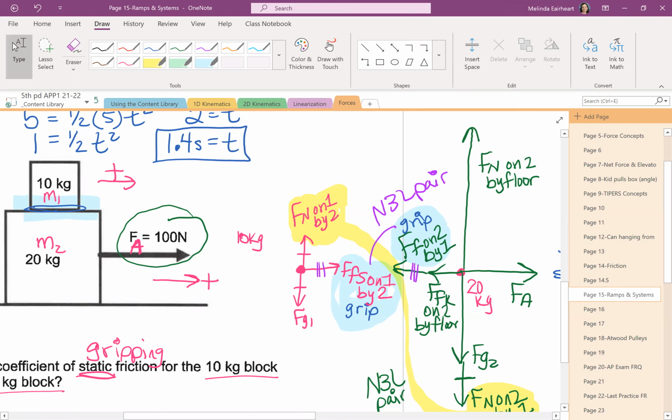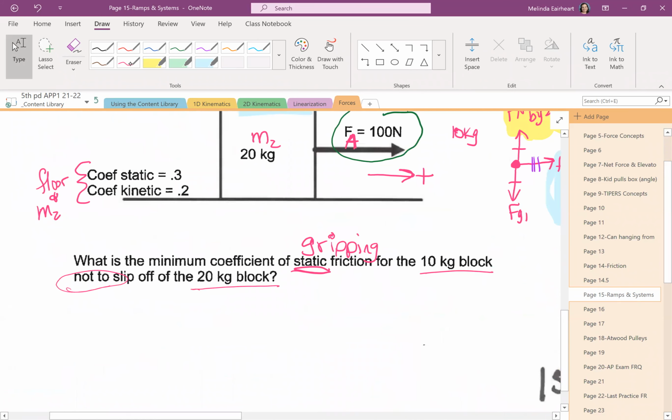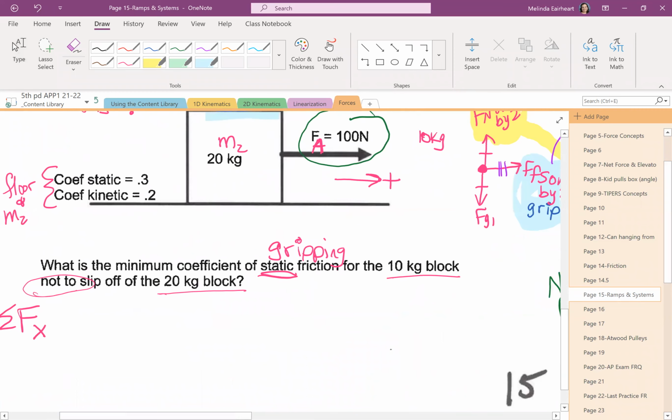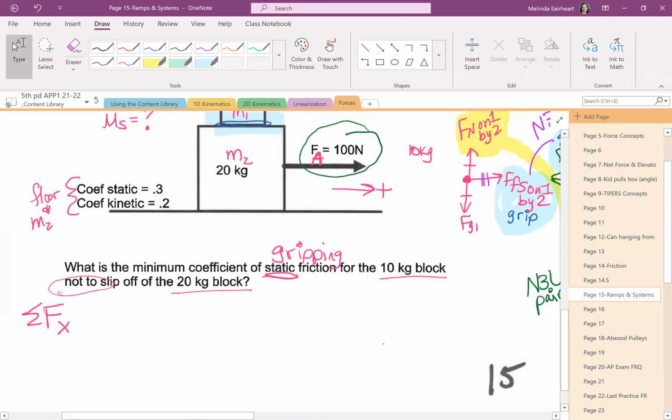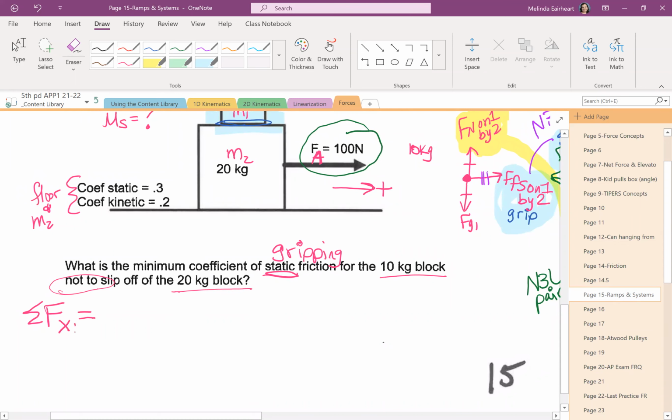I just assumed everyone would be like, block 1, there's less forces, it's easier, right? Okay, so let's try that. Block 1, I had pink. And so F net in the X direction, because friction on block 1 is in the X direction, equals... it's block 1. So anytime you have more than one object, please use subscripts.